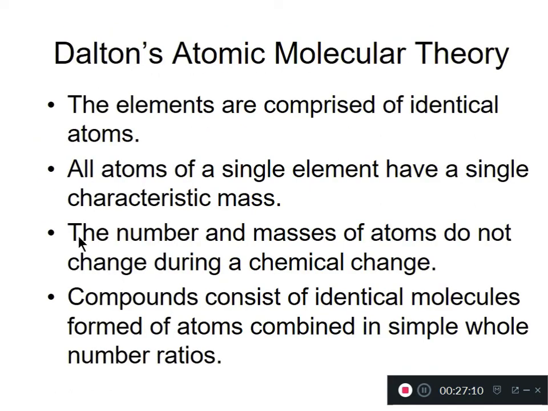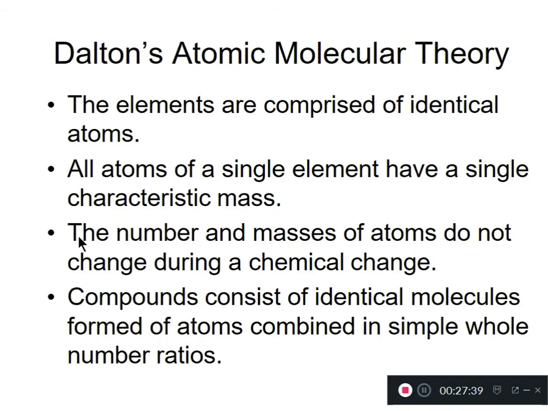All right, that's the end of this, but I just want to go back and take a second and remind ourselves about Dalton's atomic molecular theory. This was that billiard ball theory. And he said the elements are comprised of identical atoms. All atoms of a single element have a single characteristic mass. The number and masses of atoms do not change during a chemical change, and compounds consist of identical molecules formed of atoms combined in simple whole number ratios.